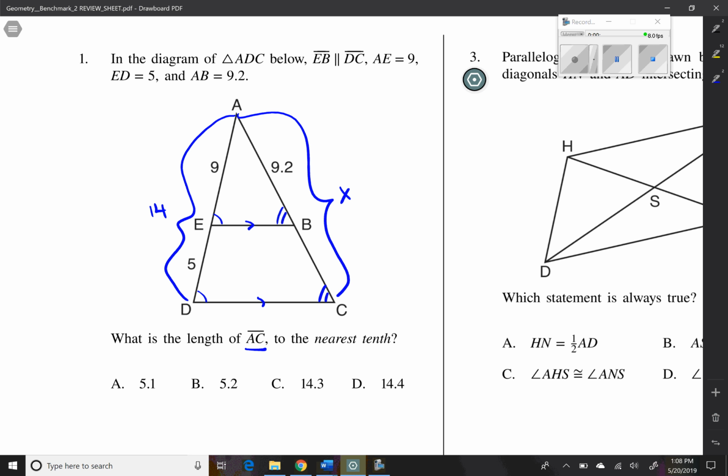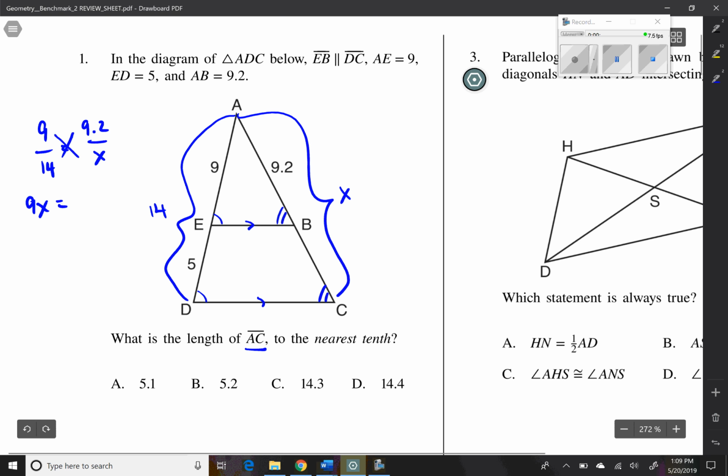In class, we might have even redrawn them as two separate triangles to clearly identify what sides are proportional to each other. If you want to do that, go right ahead. So our proportion is going to come out to be 9 over 14 is equal to 9.2 over X. Cross multiply, I get 9x is equal to whatever 14 times 9.2 is. So if I do 14 times 9.2, I wind up getting 128.8. Divide by 9, and we get an answer here of about 14.3. 14.31, so we'll round appropriately to 14.3.